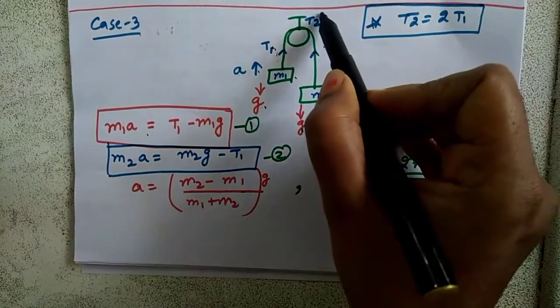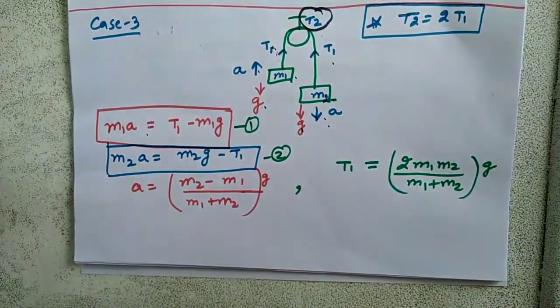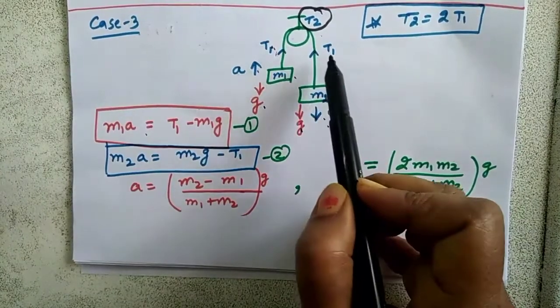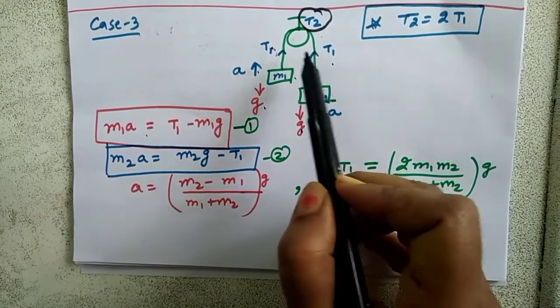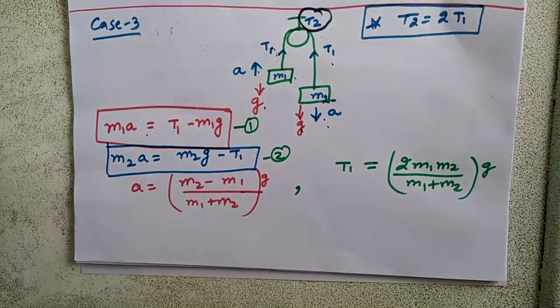Now, if somebody asks you what is the value of this tension T2, so as you can see, T2 is balanced by 2 times T1. That is why T2 is 2 times T1.